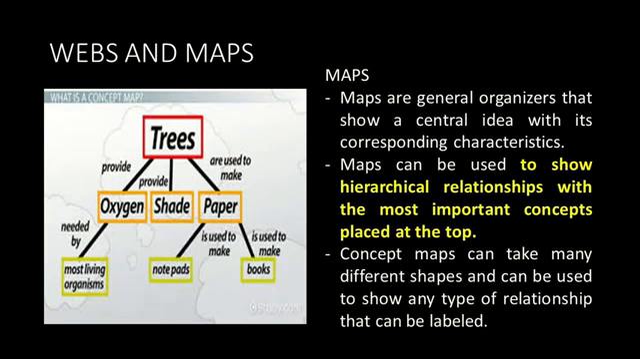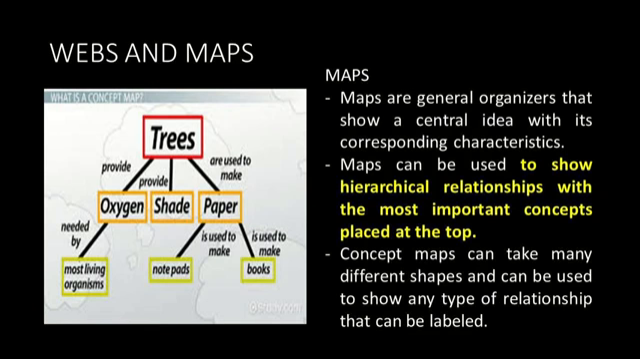Lastly, we have maps. So maps are not your geographical maps. Instead, these are what we call concept maps. So maps are general organizers that show still a central idea, but instead of causality, we simply attach its corresponding characteristics.